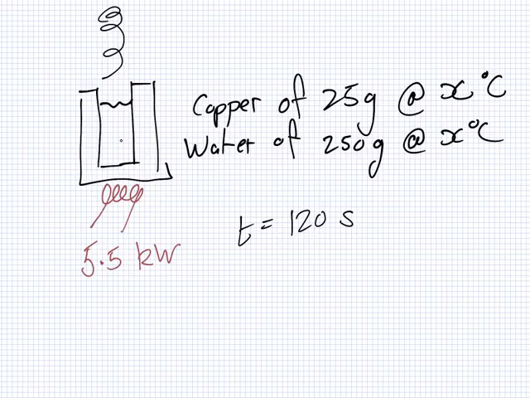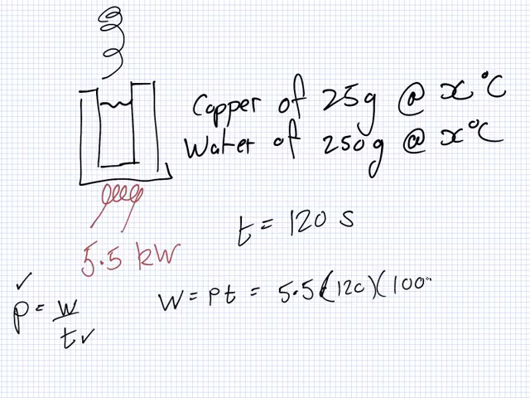So the first thing we should do is use the power formula, because we can say power equals work over time. Now what do we know? Do we know the power? Yes. And do we know the time? Yeah. So we can say work equals power multiplied by time. So that is 5.5 thousand, because it's kilo, times 120. So what do we get here, please? 660000.